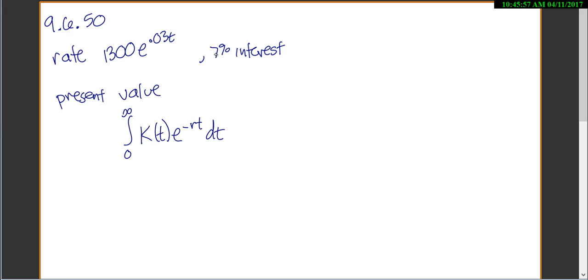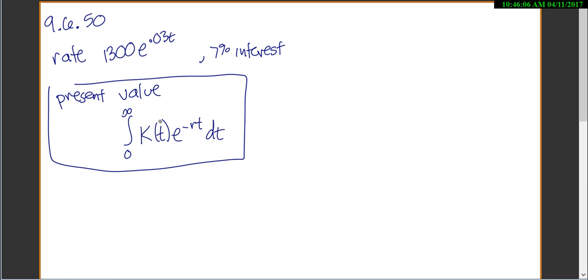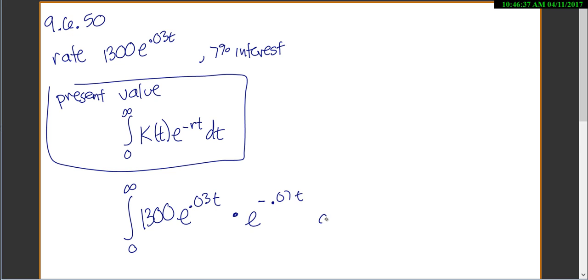Okay. So present value, you can go and look up the business definition of it, but for our math class, we have this nice formula to find present value. K of t is just your rate of income, R is your interest rate, and t is our variable of time. So in our case, we're going to have the integral from 0 to infinity. Put in your rate that you're earning your money for. So 1300 e to the 0.03t times now e to the negative, because I have the negative, now put your interest rate as a decimal, so 0.07t dt.